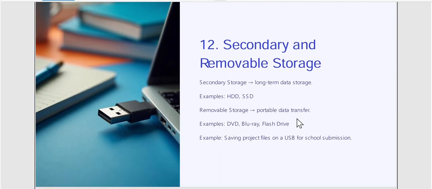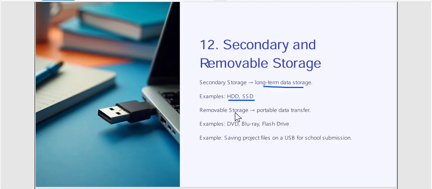Now we have another secondary storage devices. Secondary storage devices, as I told you, will be used for long-term data. Examples include SSD, solid state drive, and HDD, hard disk drive. आपके पास HDD internal भी होती है और external भी होती है. SSD आपके पास जो है वो internal होती है.